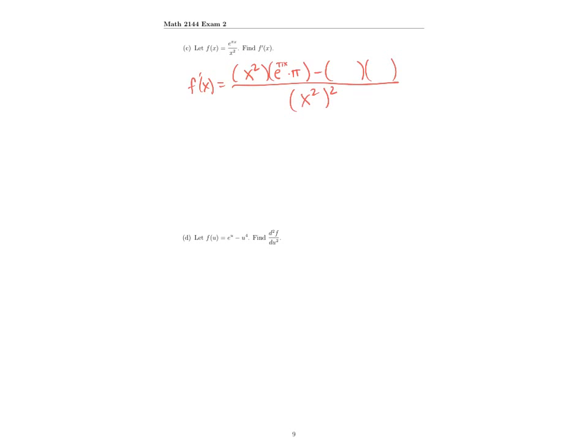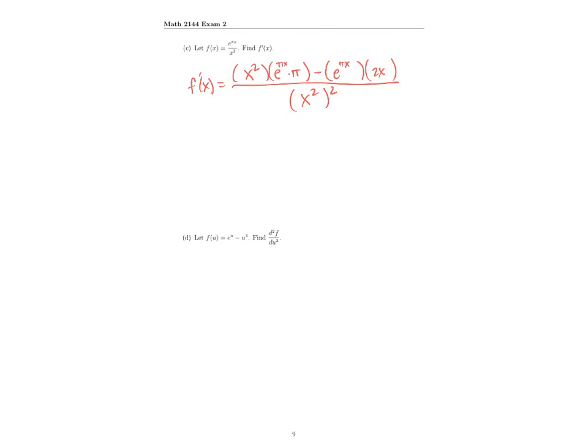It's just chain rule. And then, so I did low d high minus high, e to the pi x, d low. So derivative of x squared is 2x. And then square the bottom. And so we're done. And just leave it like that. Don't spend time trying to simplify, because if you do, you're likely to make an error.